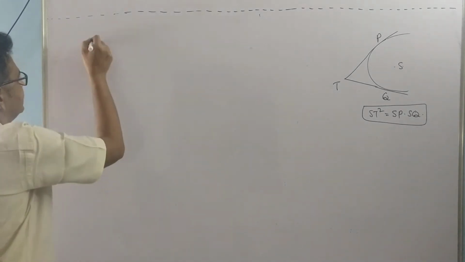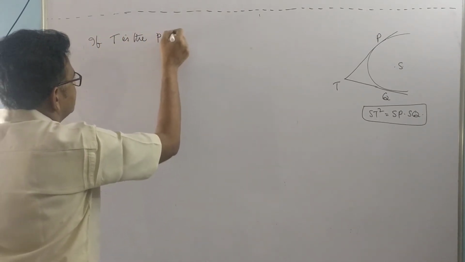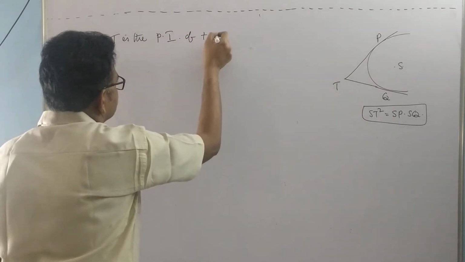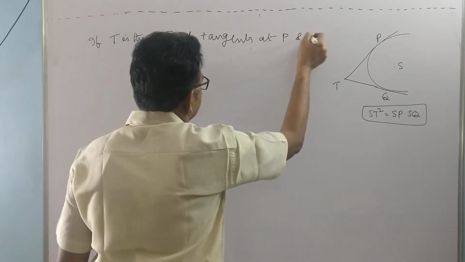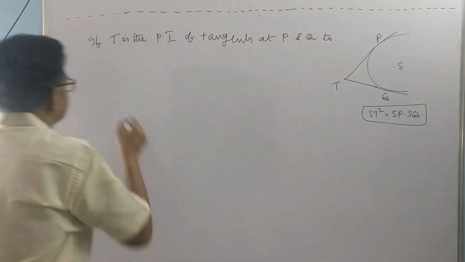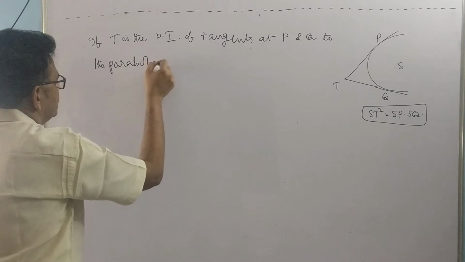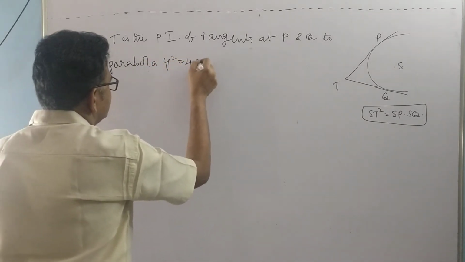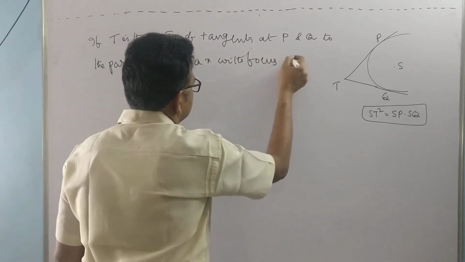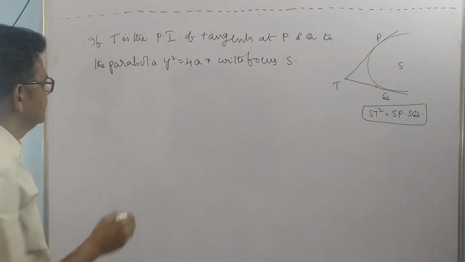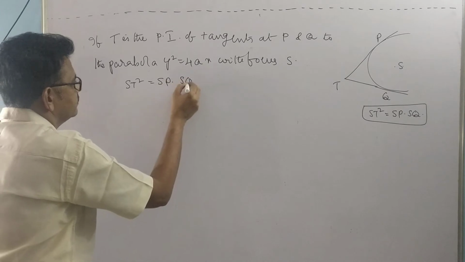If T is the point of intersection of tangents at the points P and Q to the parabola y square is equal to 4ax with focus S, then ST square is equal to SP into SQ.